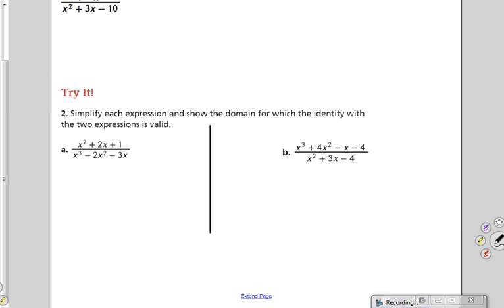Page 5 in the white packet for 4.3, we're going to do Try It 2a at the bottom. Factor the top and factor the bottom. I'll pause and we'll see how you did.